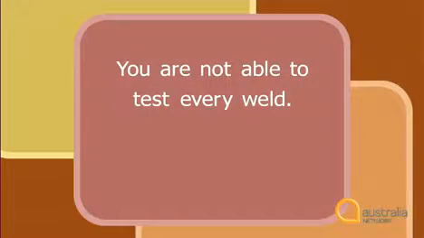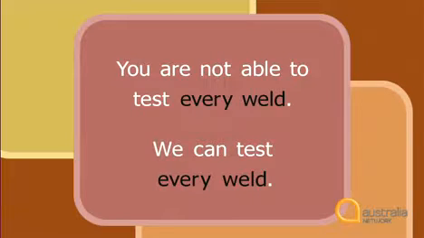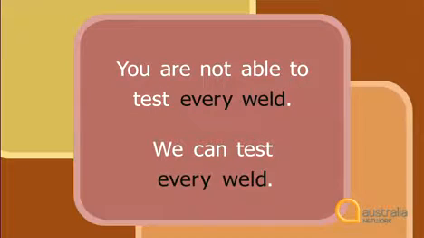He uses weld twice. He says, with the old technology, you are not able to test every weld. But when talking about the new technology, he says, we can test every weld. In both of these sentences, weld occurs with a determiner. The determiner is every. So weld is used as part of a noun phrase, every weld. It's a noun. It occurs after the verb phrases are not able to test and can test. So here the noun phrase every weld is an object.